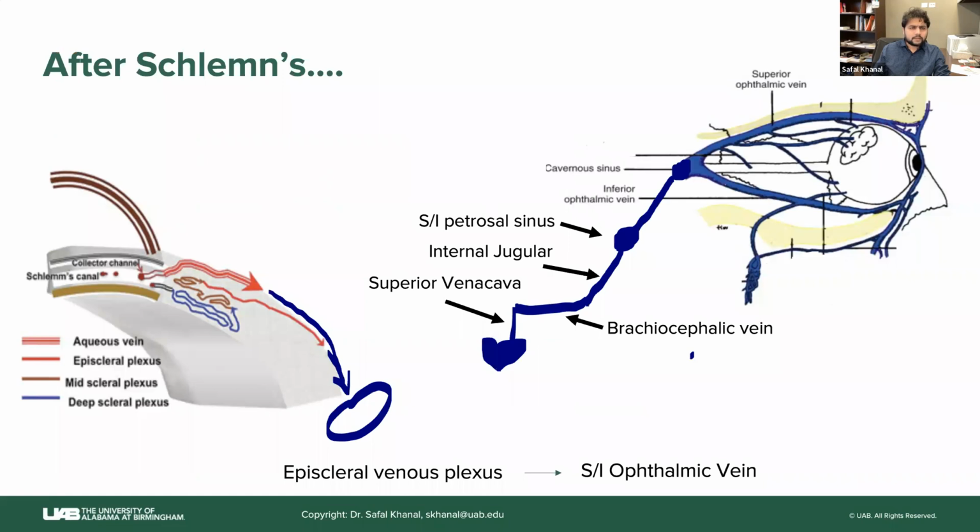What happens after Schlemm's canal? Well, it drains into the episcleral venous plexus, after going through several different plexuses: aqueous vein, your episcleral plexus, your mid-scleral plexus, and deep scleral plexus, finally into the episcleral venous plexus. And it drains into your superior and inferior ophthalmic veins, and then to your cavernous sinus. And then from there, it goes on to the superior vena cava.